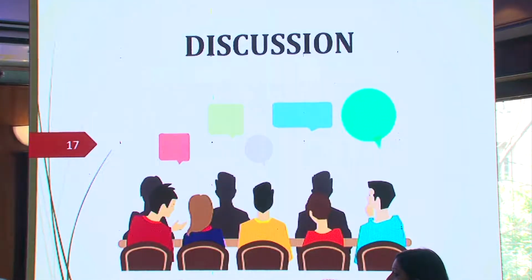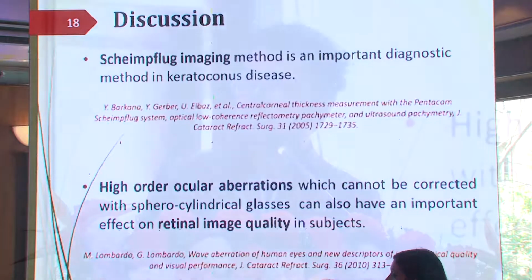Now let's come to discussion. Scheimpflug imaging method has been an important diagnostic tool for diagnosis of keratoconus disease. High order ocular aberration, which cannot be corrected with common spherocylindrical glasses, can also have important impact on retinal image quality in subjects. This is the high order aberration that we can normally find. This is the Zernike pyramid, where we can see the vertical.